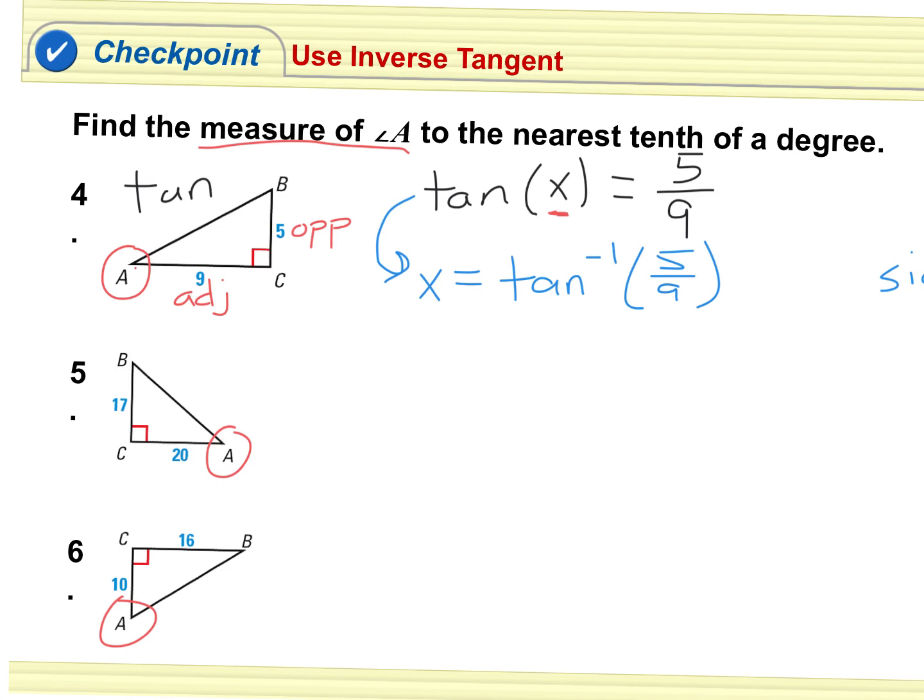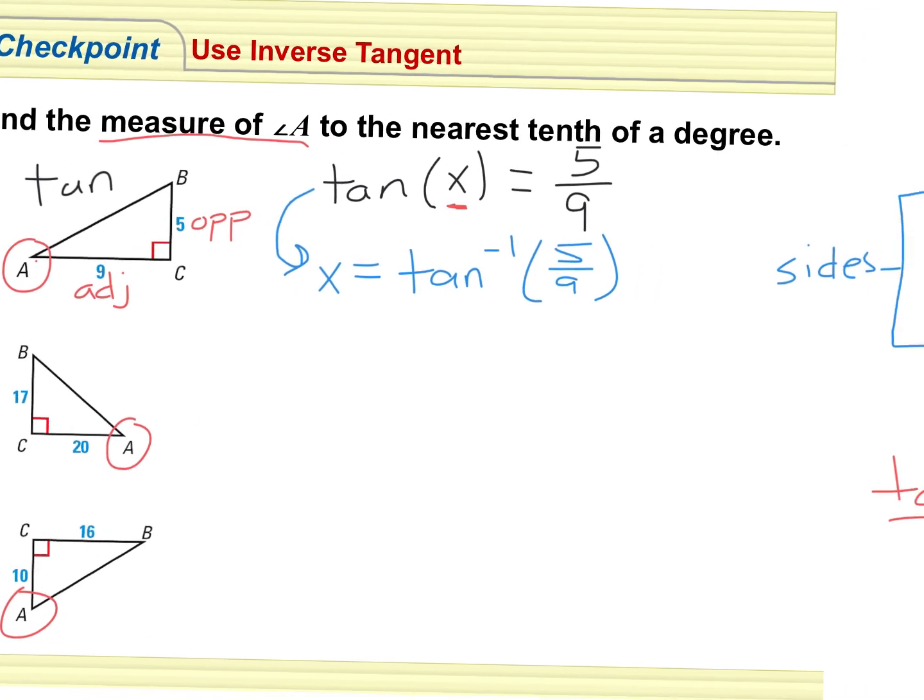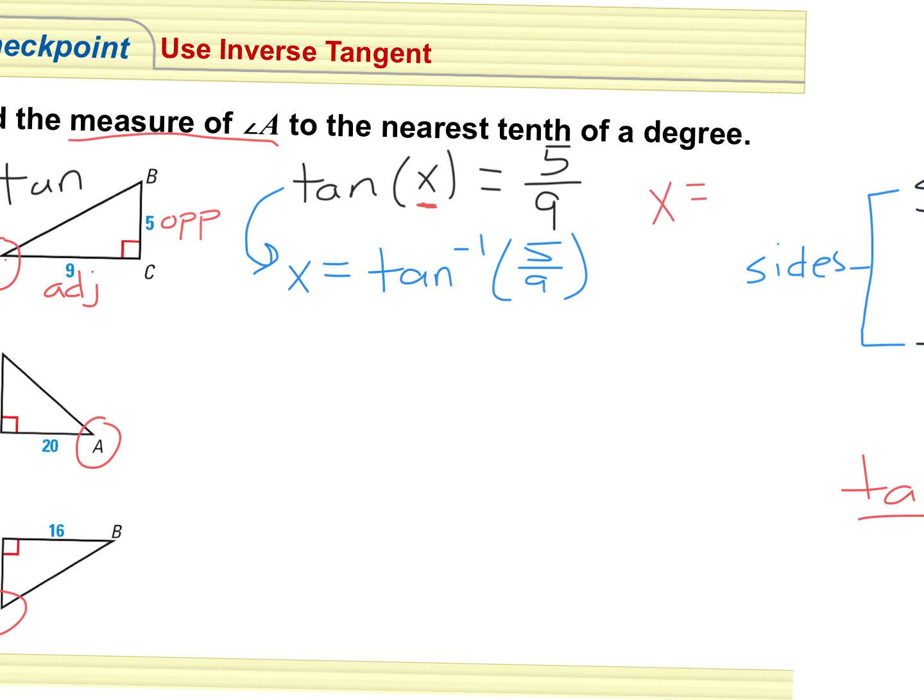So get your calculators out. If you need to share with somebody, just make sure you're both watching and paying attention. You're going to hit second, or some of you it says shift. Hit second or shift, and then tangent. It'll pop up tangent to the -1 on your calculator. And then it should have parentheses set for you. Then type in 5 divided by 9. And then hit equals. Did anybody get an answer? It is 29.05. It wants us to round to the nearest whole number. So it would be 29. And then you're looking for an angle measure, so we need to label angles as degrees.